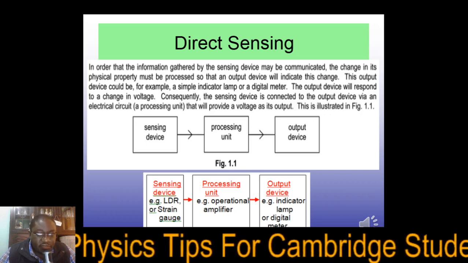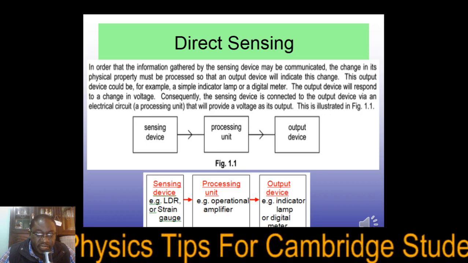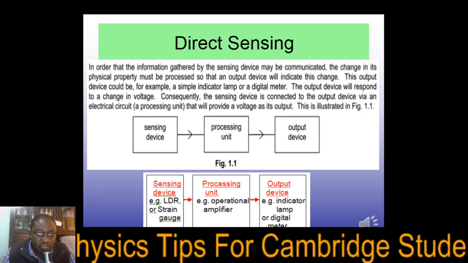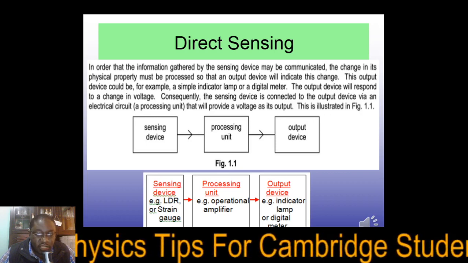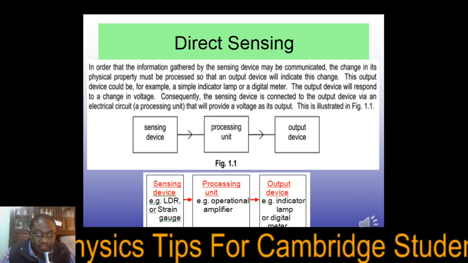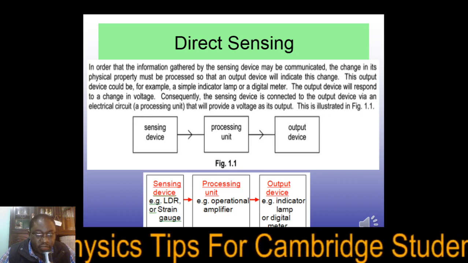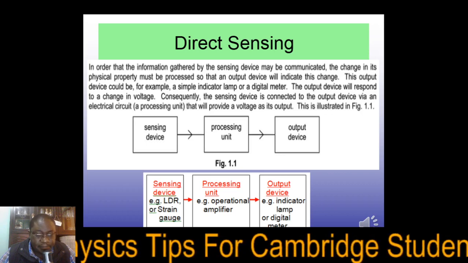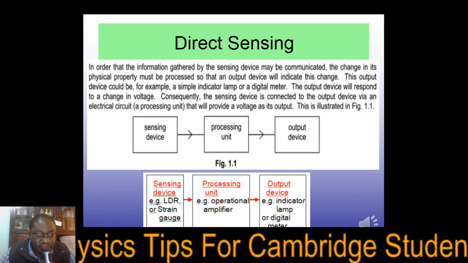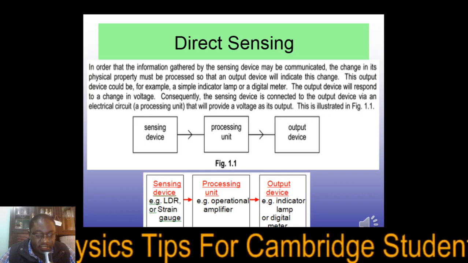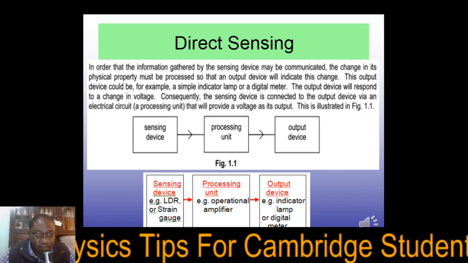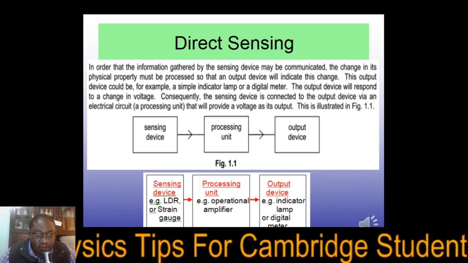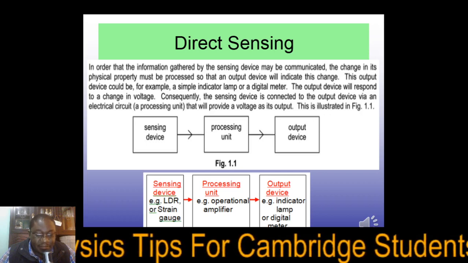So in order that the information gathered by the sensing device may be communicated, it is going to be sent to a processing unit. So after the processing unit, an output device tells us whether the PD has been processed correctly or efficiently. An example for a sensing device is an LDR, which is a light-dependent resistor, or a strain gauge. Then an example for a processing unit, like I said, the operational amplifier. And then the output device could be an indicator lamp or digital meter.